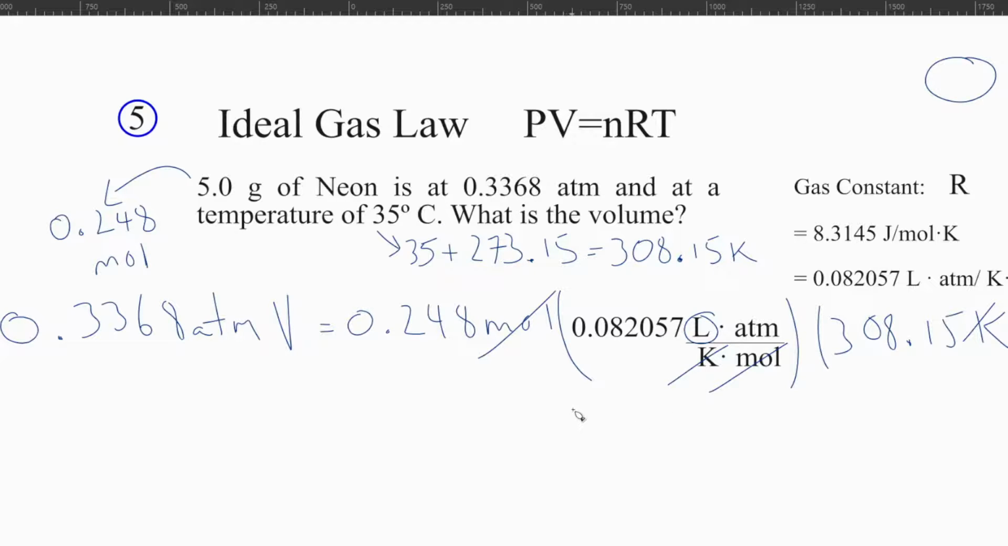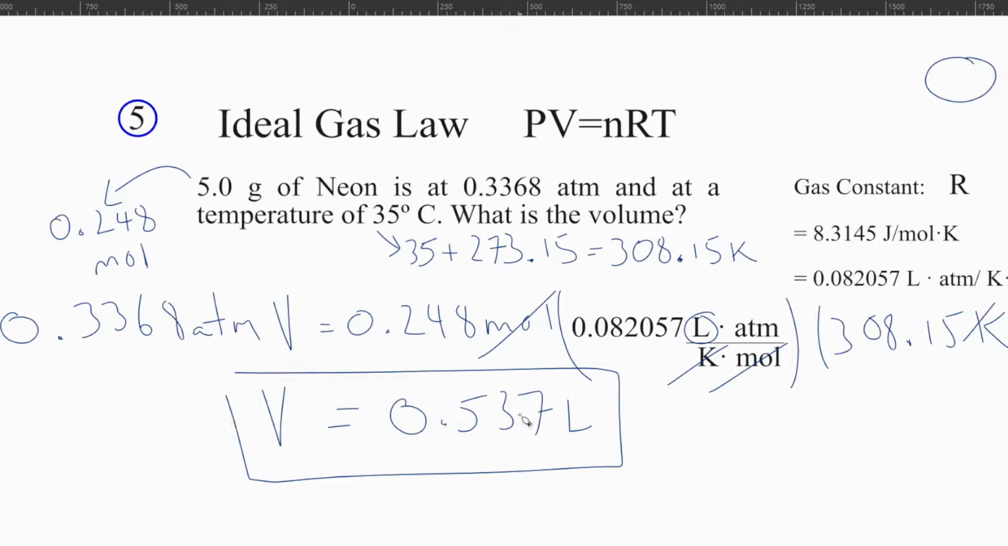All right. So if you do all the math, I don't know if anybody got an answer for that. What is all the math? I end up with 0.537 liters for the volume. And is that reasonable? Yeah, that kind of makes sense. I mean, it's not a big volume. 5 grams of neon isn't a whole bunch.